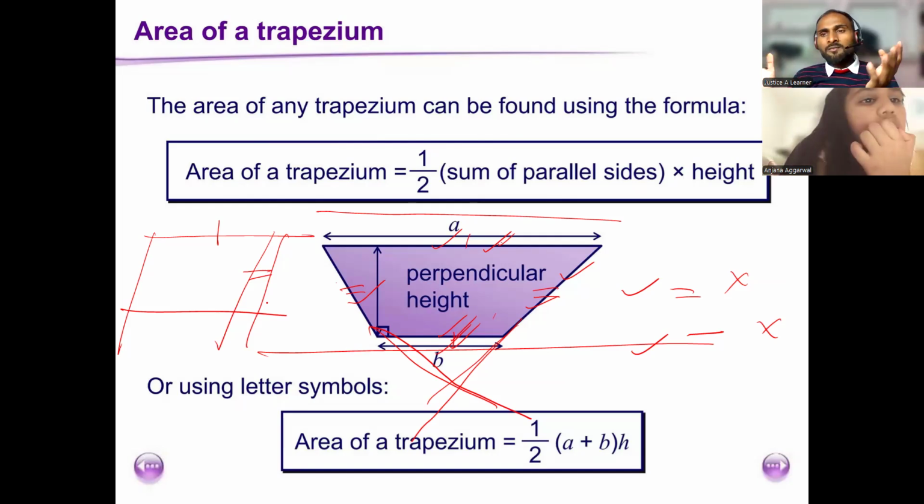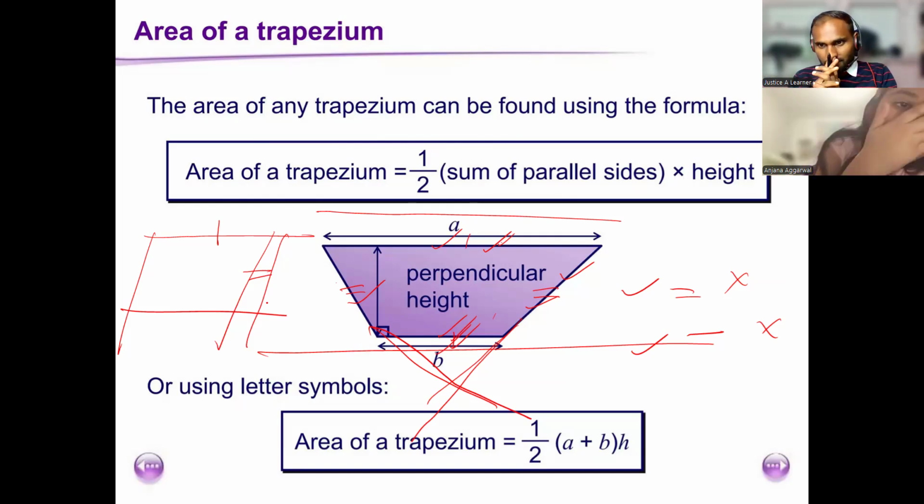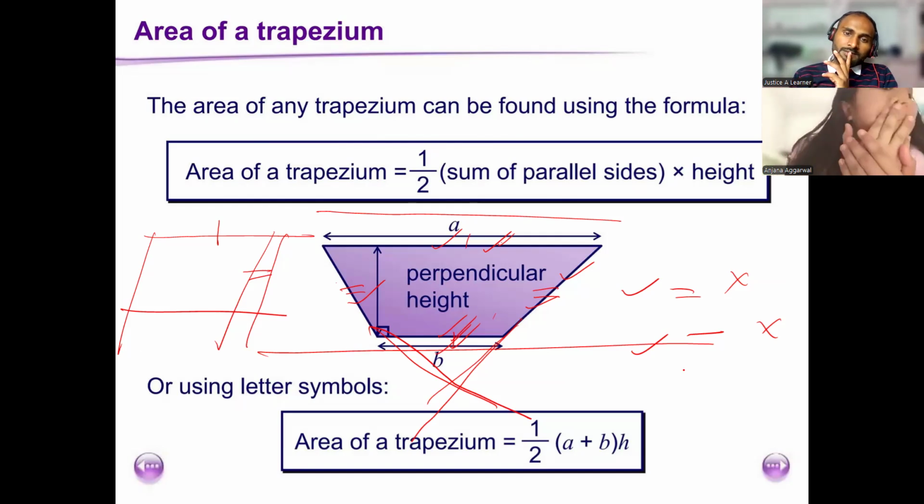But what is common? Both have four sides. This is common, right? Both have four sides, right? Both have four sides or not? Yes. Okay. All right.